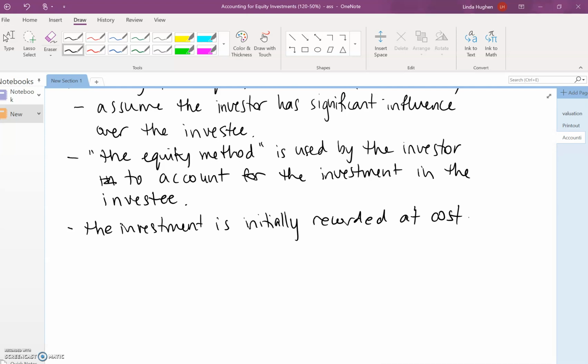Here we do something very different. The investment account, we have no separate fair value adjustment. It's directly to the investment account, is adjusted each period for two things.